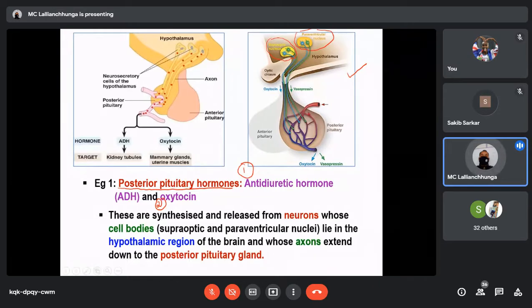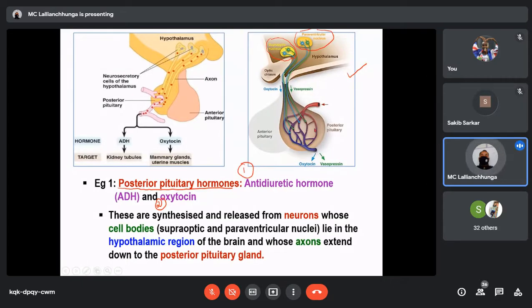So you have to remember that this posterior pituitary gland is not an endocrine cell. It does not have any endocrine function, but these cells are mainly the nerve endings of the nerve which is coming from the hypothalamus. Now they are stored here. So this is the classical example of neuroendocrine system.